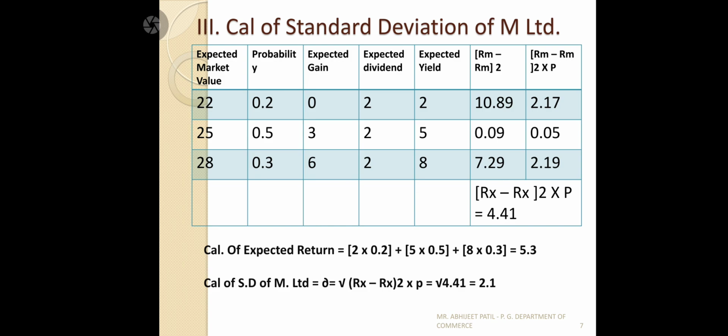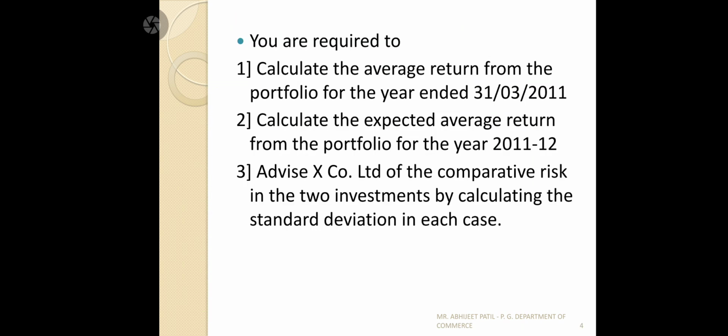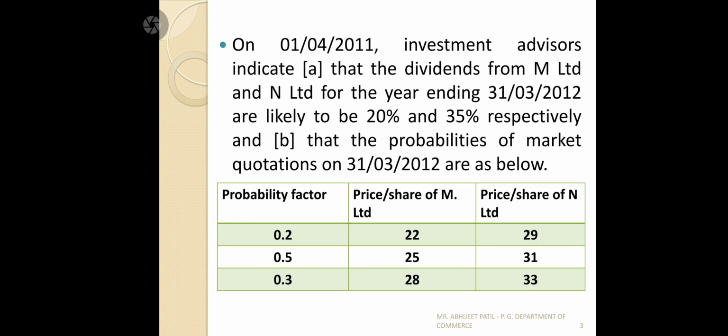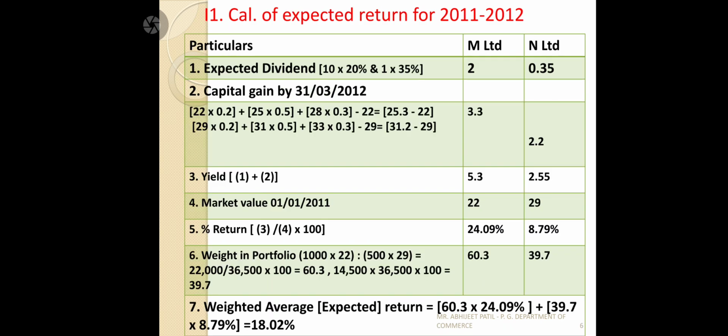Another question they ask here: you should find out the standard deviation for both the companies when probability is given. So we'll go for the calculation of standard deviation of M Limited. You see that the expected market value is given in the problem. You should find out how it is calculated, that is the probability is given: market values 22, 25, 28 and 29, 31, 33, with probabilities 0.2, 0.5, 0.3. So for this situation, for the financial years, probability into this for M, probability into this for N. So twice you should find out the standard deviations, with the help of that given information.